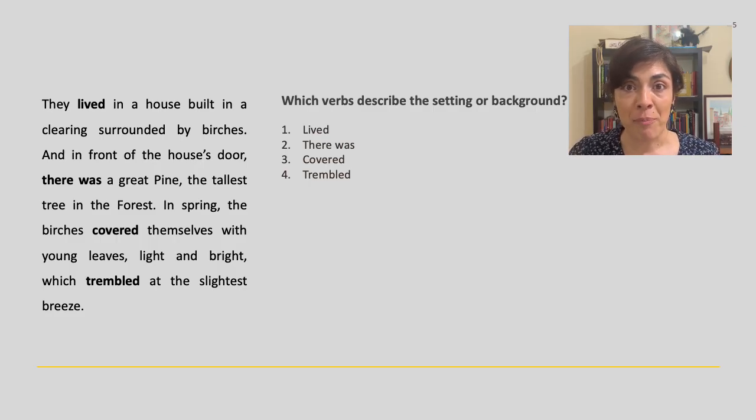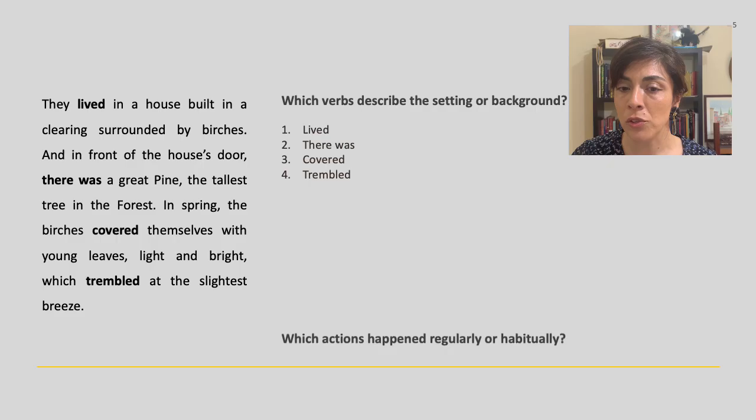Well, pretty much all of them. Lived, there was, covered and trembled. Perhaps lived and there was are a little bit bigger in time or in the bigger picture, and covered and trembled, maybe not so much. However, all verbs actually describe a background. So these are things that were true for a long time without focusing on when exactly they started or ended. And you know that for this kind of description we would usually be using the pretérito imperfeito.